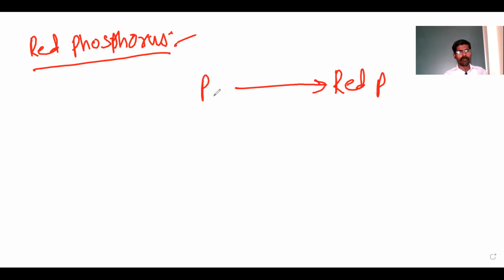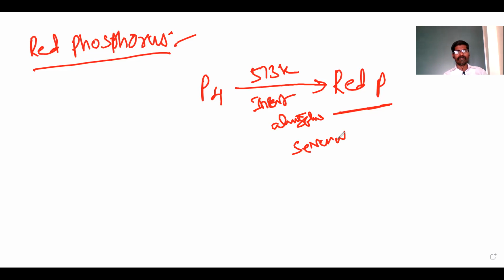This one is the P4 molecule. Red phosphorus is obtained from the P4 molecules, or white phosphorus, by heating at 573 kelvin in an inert atmosphere. You maintain that inert atmosphere for several days, and then you get the red phosphorus compound.